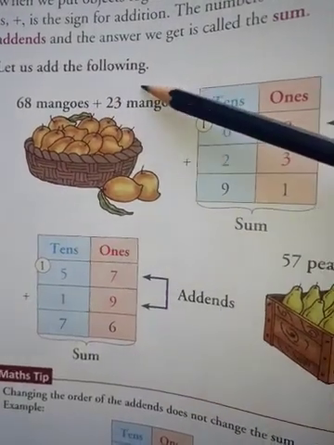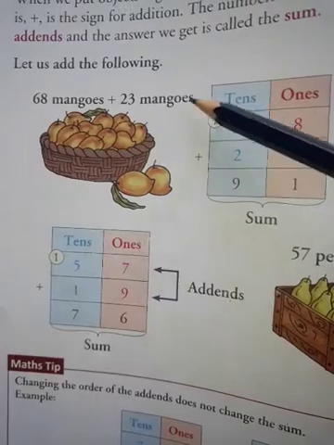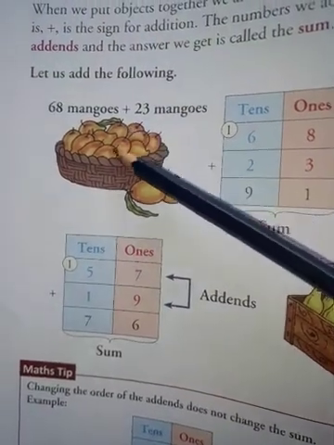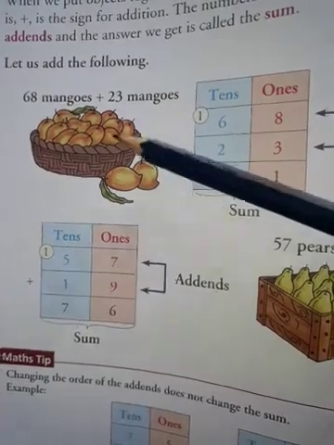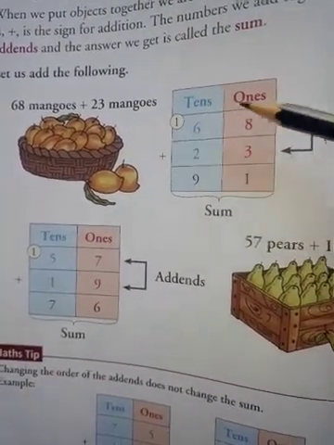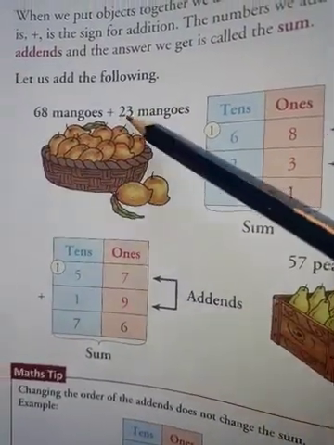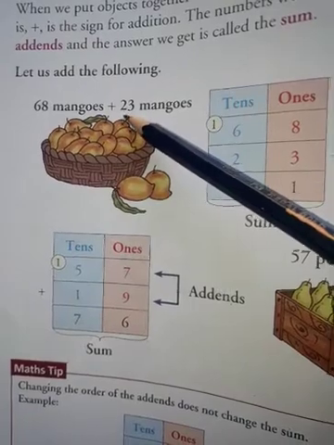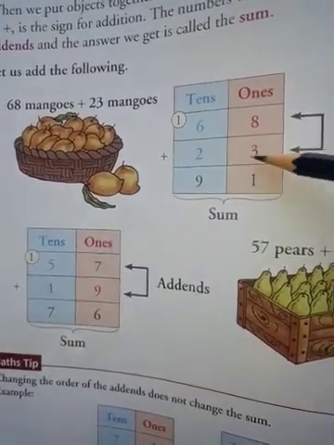Let us add the following: 68 mangoes plus 23 mangoes. So there are so many mangoes, 68 mangoes and 23 mangoes. So how do we add? Let's see. First of all, you write 68, 8 in ones place and 6 in tens place, 3 in ones place and 2 in tens place, 23. Okay, and then add 8 plus 3.